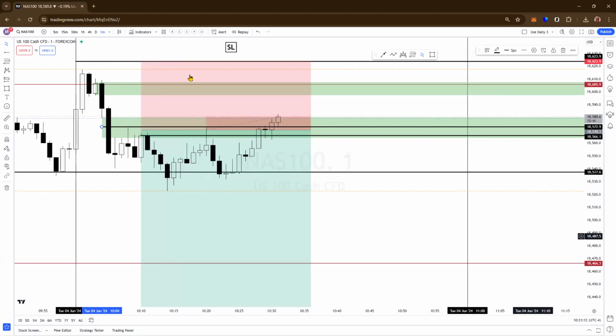Hoping it'll come up to this order block right here, touch it and bounce off of it, make a lower low.